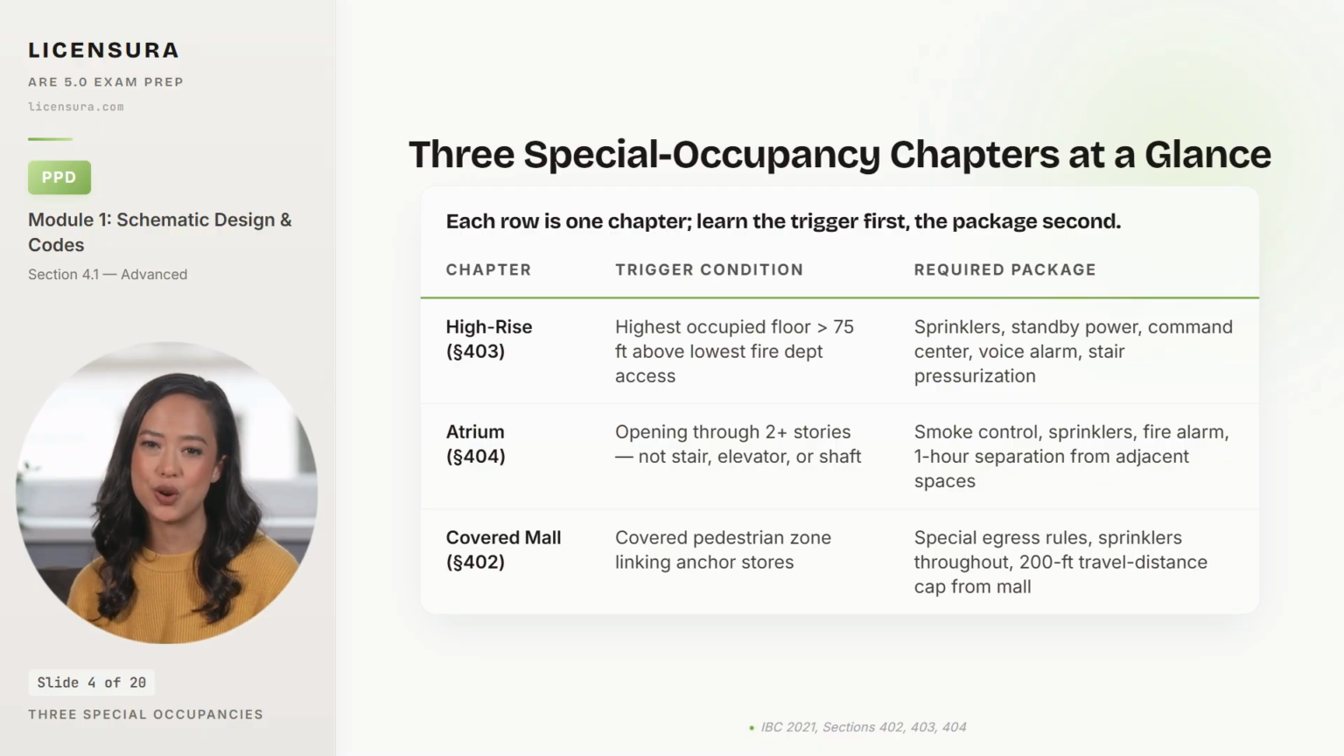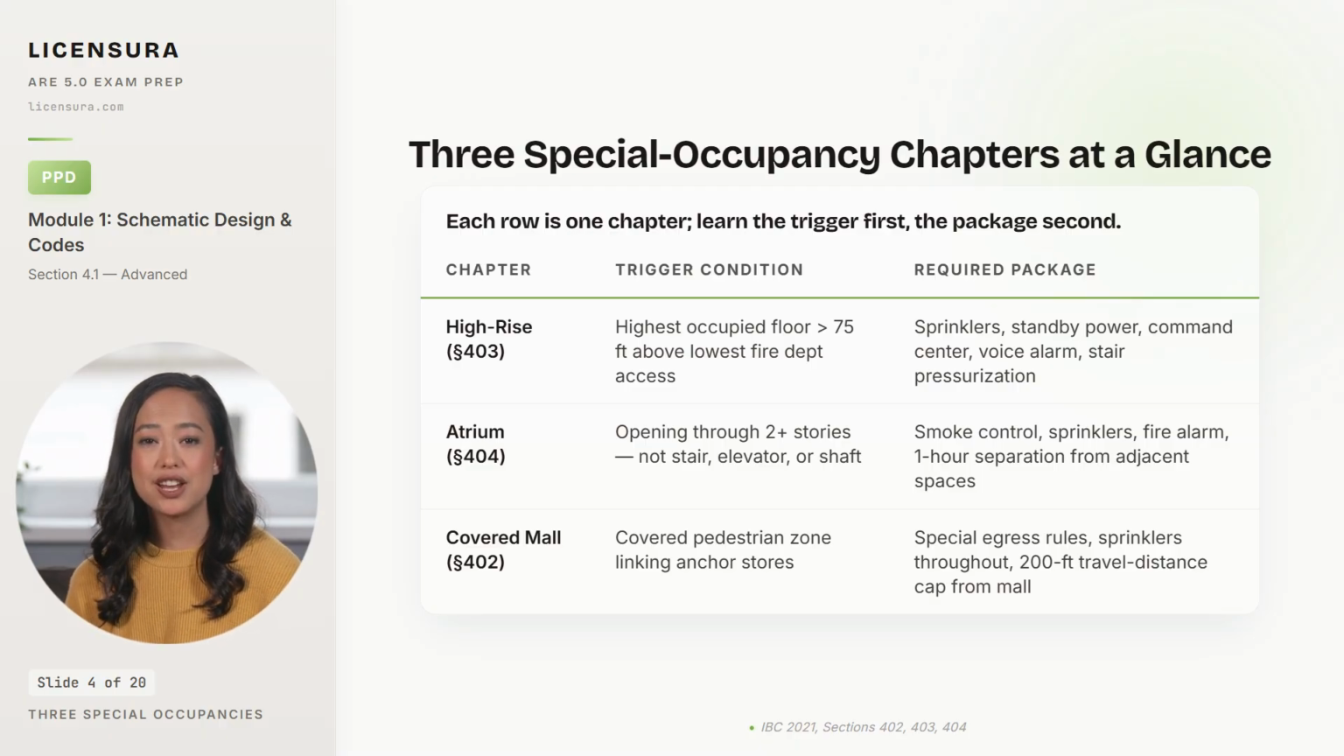Atrium under Section 404 triggers on any opening through 2 or more stories that isn't a stair, elevator, or shaft. The package adds mechanical smoke control, full sprinklers, fire alarm, and a 1-hour separation between the atrium and adjacent spaces, or fully sprinklered glass walls as the alternative.